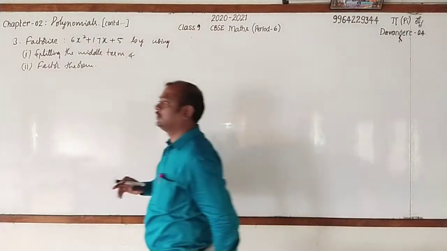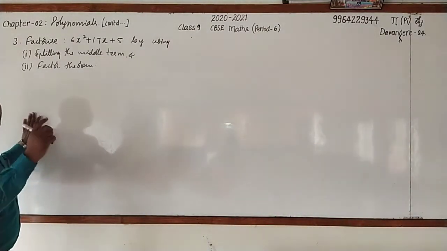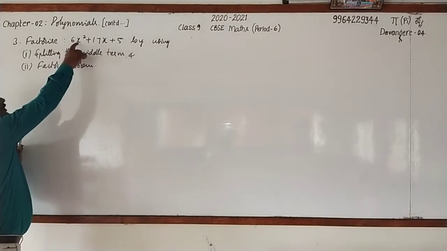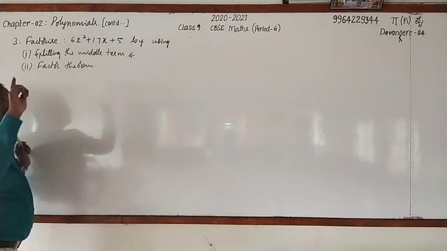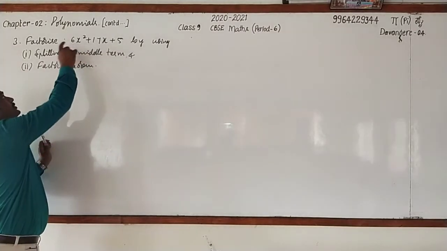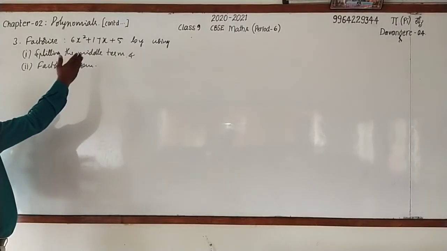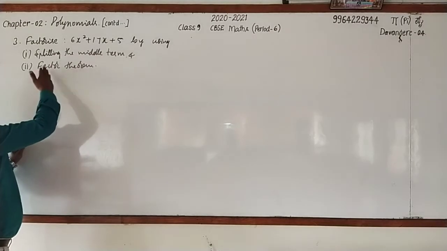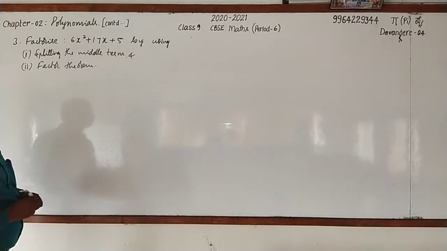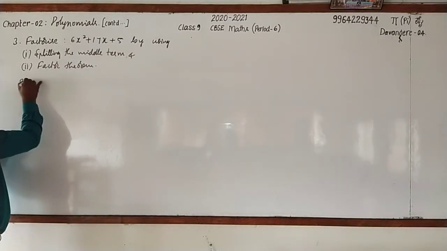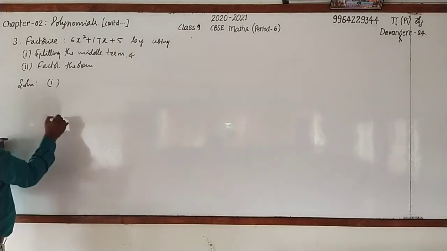Dear students, you can observe that in the last two problems, what was the coefficient of x square and y square? It was 1. But now you observe it is 6. Let us come to know how to factorize this by splitting the middle term as well as from factor theorem. I will go for taking the first one, splitting the middle term.